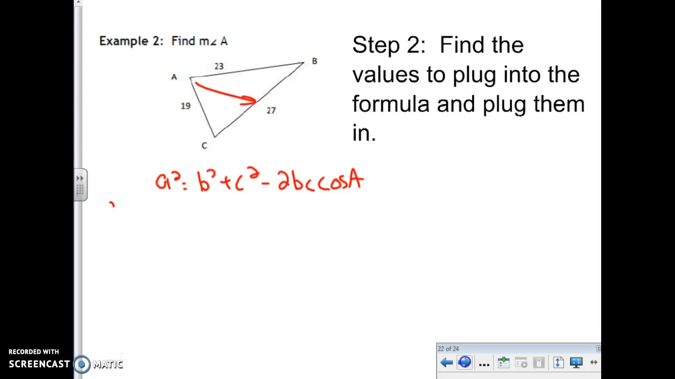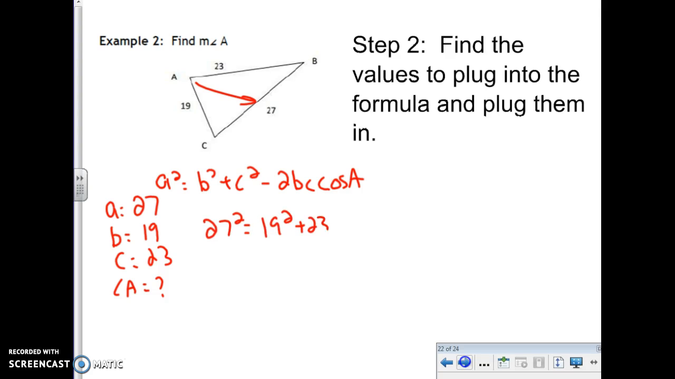Now, once I do that, I want to find the values to plug into the formula and plug them in. So I want to find out what A is. Well, A is 27. B is opposite B, so that's 19. C would be 23. And then angle A, I do not know. So I'm going to plug it into the formula. So I got 27 squared equals 19 squared plus 23 squared minus 2 times 19 times 23 cosine A. Okay, so far so good. Not too bad. Similar to what we did before.